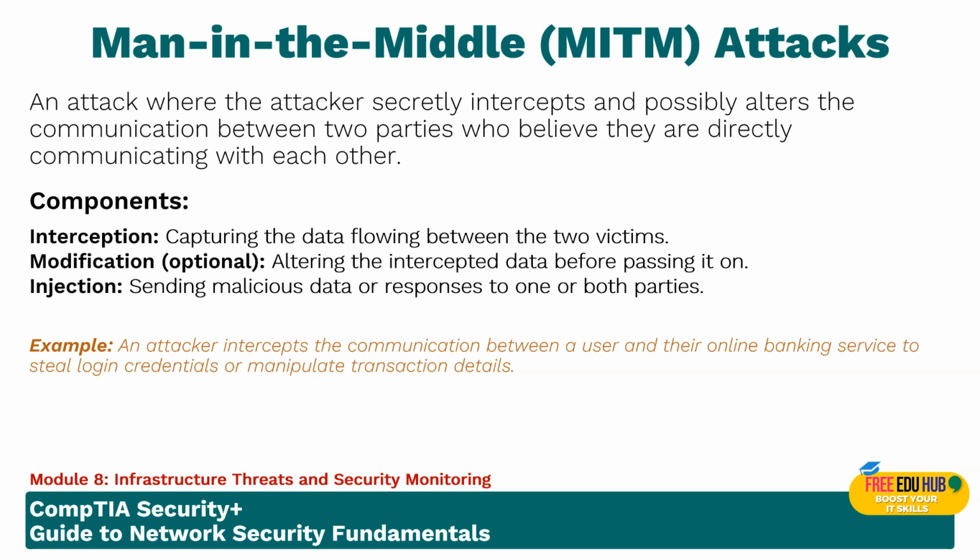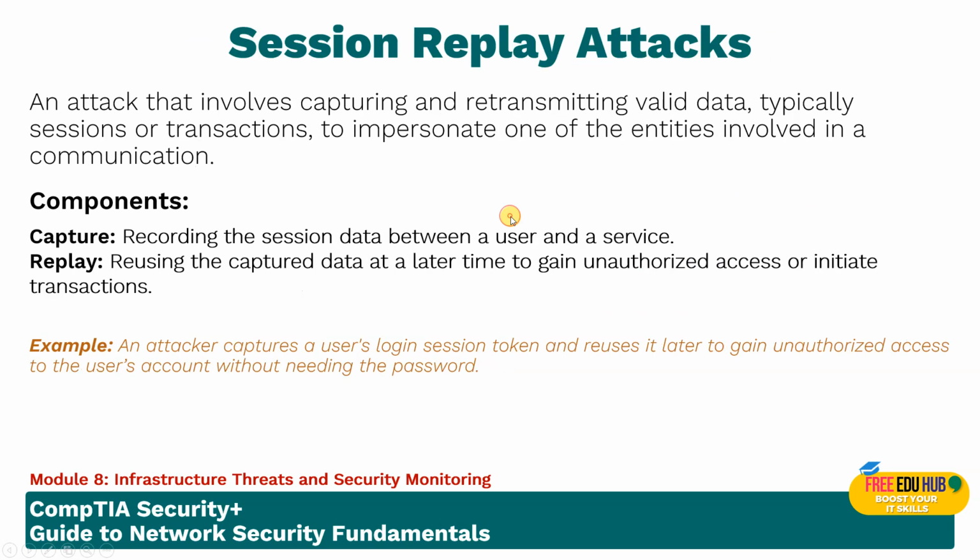There are different components of it, like interception, modification, or injection. Interception means capturing the data which is flowing between the two parties. They can use Wireshark or any tool like that with the help of which they can capture the packets. Modification could be that they alter the information before it is passed on, or injection may be that they send malicious data responses to both parties. An example could be that an attacker intercepts the communication between a user and their online banking service to steal the login credentials and manipulate the transactions, etc.